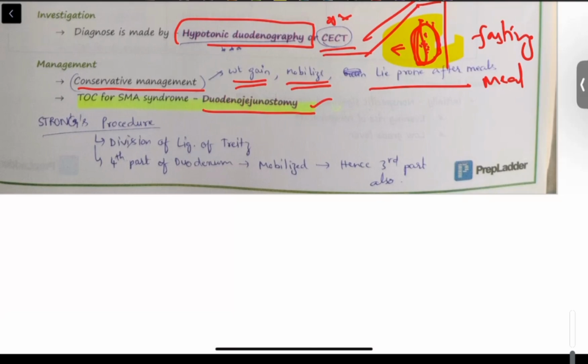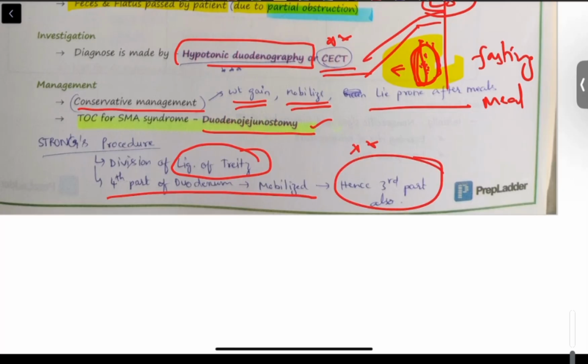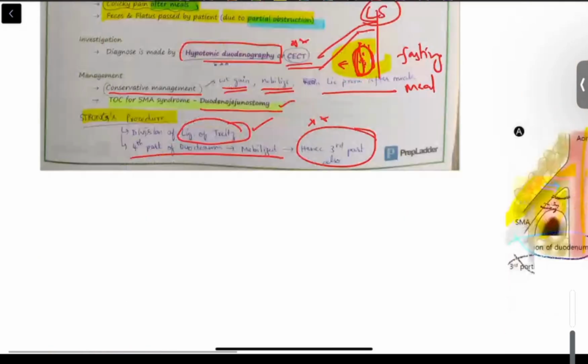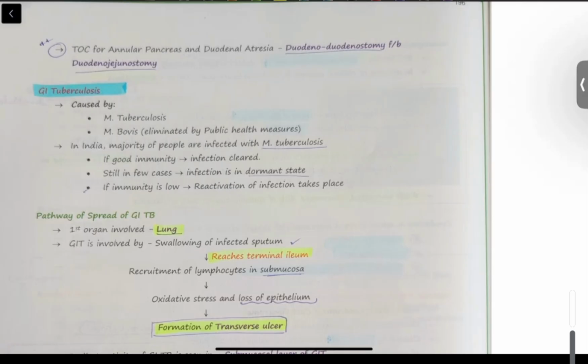Okay, other than that, we can treat it with a procedure called Strong's procedure. That is, there is an anatomical structure called the ligament of Treitz, which is keeping all this duodenum and jejunum in place, which is lifting the duodenum also. So the fourth part of the duodenum is mobilized, and hence the third part will also be mobilized if this ligament of Treitz is divided. Okay, that procedure is called Strong's procedure. So this is a treatment or management for superior mesenteric artery syndrome. Okay, so one more thing we had discussed is annular pancreas.